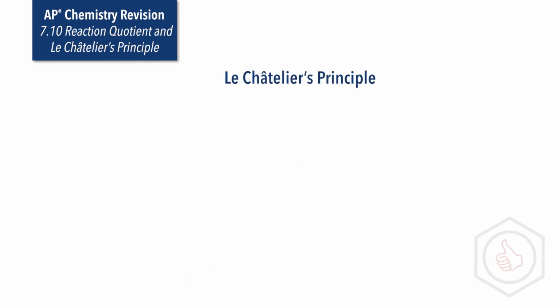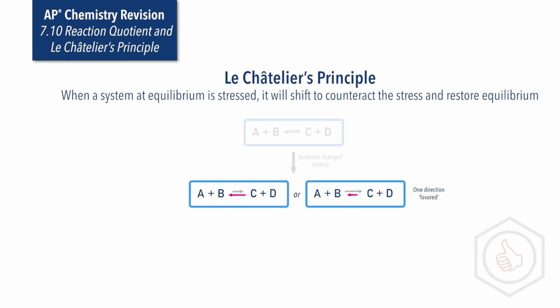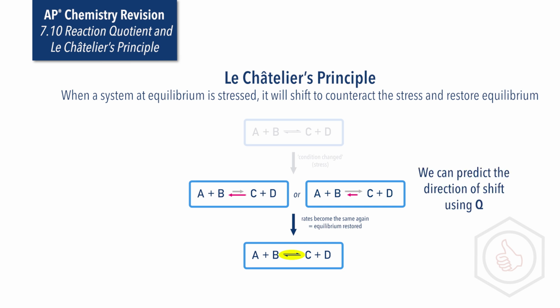Le Chatelier's principle describes how a system at equilibrium responds to stress. The reaction will shift to oppose the change and re-establish equilibrium. We can predict the direction the system will shift in by using the reaction quotient Q for the reacting system and the equilibrium constant K for the reaction.